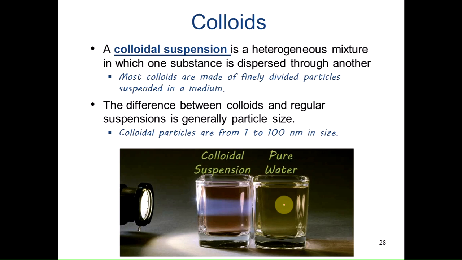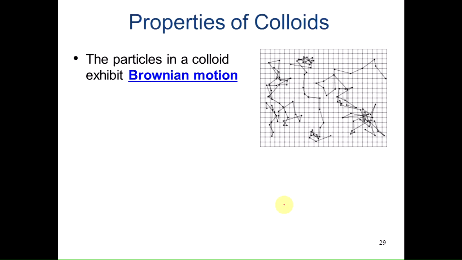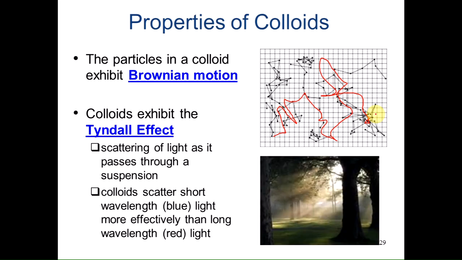So we're going to look at some properties of colloids. First of all, they experience Brownian motion. This is very random motion, so they'll move around every which way in random-like patterns. We call this Brownian motion. The colloids also exhibit the Tyndall effect, so they scatter light as it passes through the suspension. And colloids scatter short wavelengths, so blue light, more effectively than longer wavelengths, so red light. That's why you see this haziness, either due to some smoke or suspended vapors in the air, like fog or something like that.